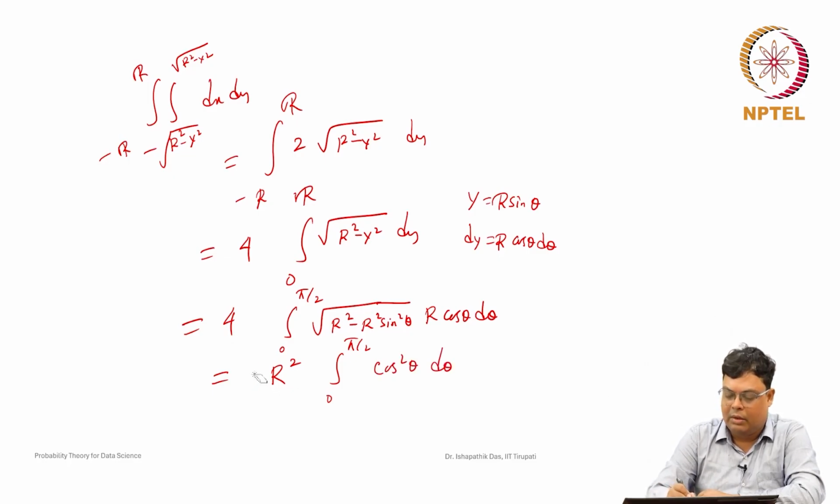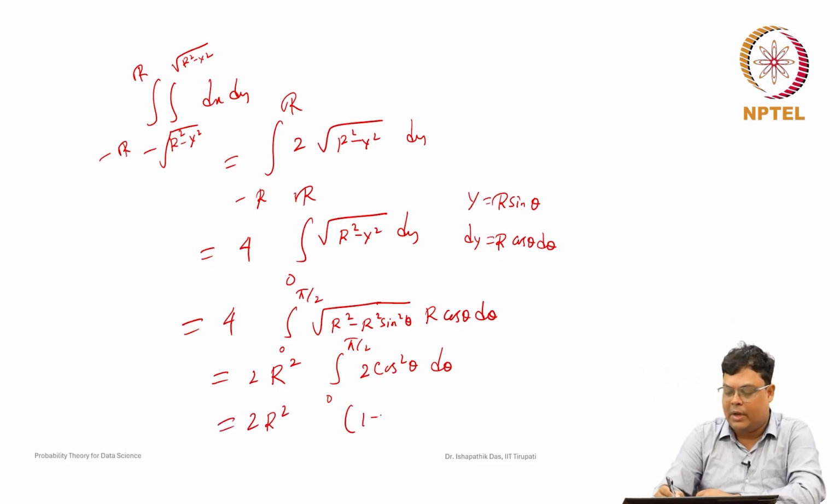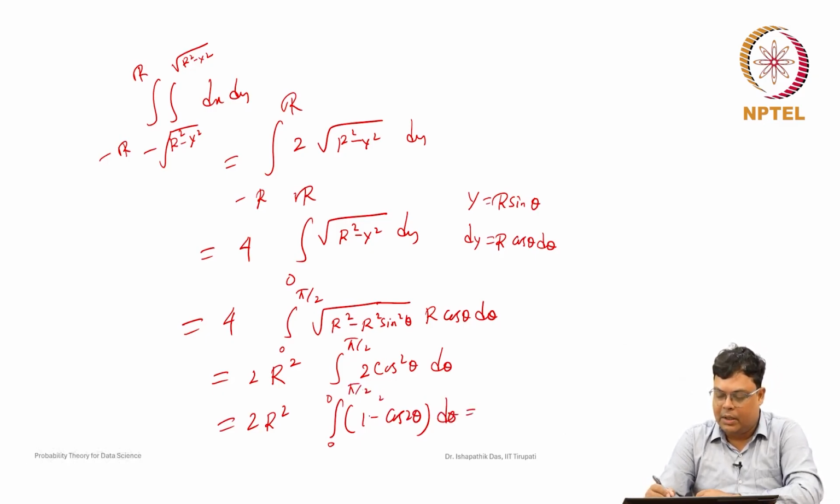Now this is 2 r square times 2 cos square theta. 2 cos square theta can be represented as 1 plus cos 2 theta, from 0 to pi by 2, d theta. This is just an integration, you can do it. So this is pi r square, and the sin 2 theta by 2 term, if you take the limit, becomes 0. So this comes to pi r square.